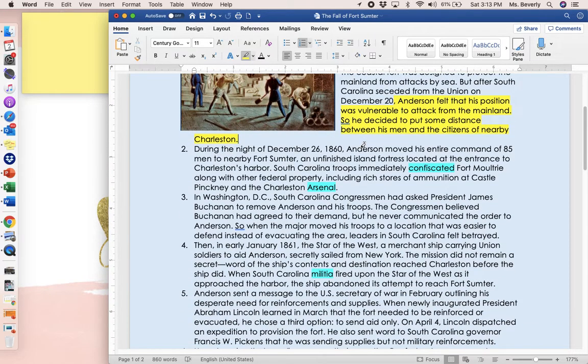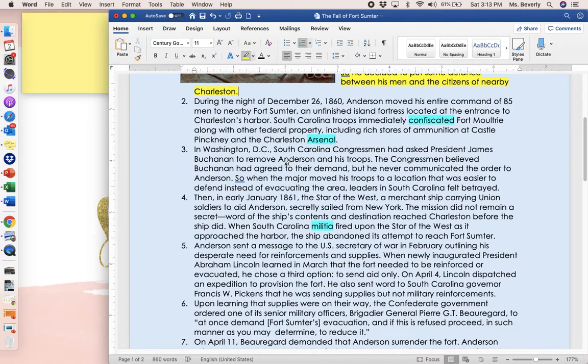I'm going to continue reading. During the night of December 26, 1860, Anderson moved his entire command of 85 men to nearby Fort Sumter, an unfinished island fortress located at the entrance to Charleston's harbor. South Carolina troops immediately confiscated Fort Moultrie along with other federal property, including rich stores of ammunition at Castle Pinckney and the Charleston Arsenal. So here we're seeing that after he moves away from that piece of land, the troops from South Carolina decide to take over it. Let's keep reading to paragraph 3.